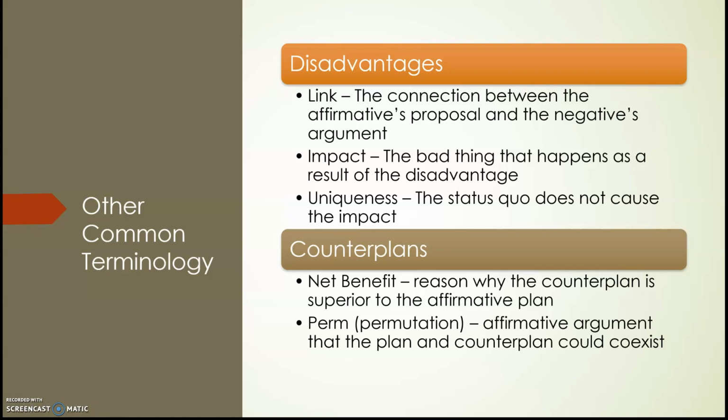Within a disadvantage, teams are likely to reference a few parts of a disadvantage. The link, which is the connection between the affirmative's proposal and the negative's argument. In other words, the link establishes why this disadvantage is relevant to the debate in front of you. The impact is the bad thing that happens as a result of the disadvantage coming true. It is the reason why you care about the disadvantage, and it is the argument that the negative is making that that impact is so bad, we would want to avoid it and not do the plan.